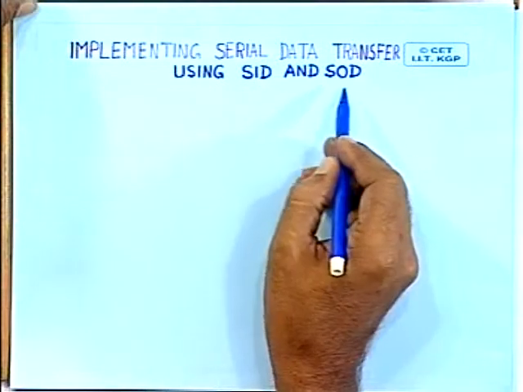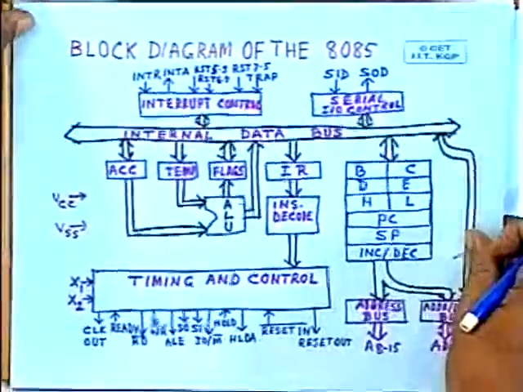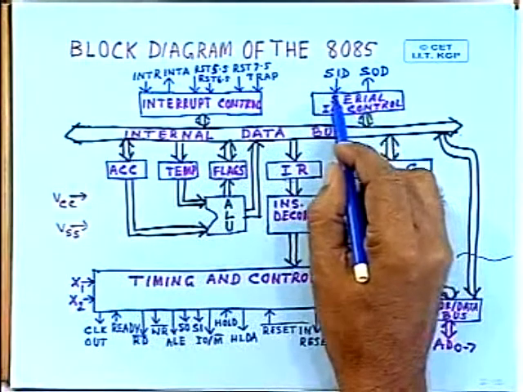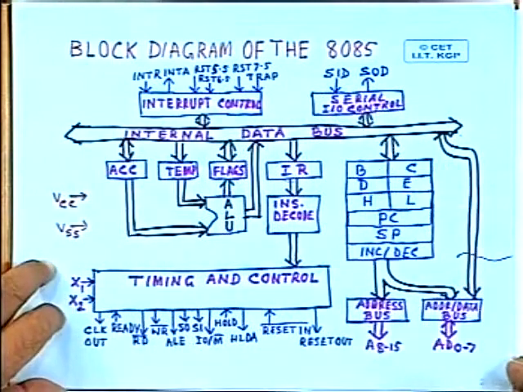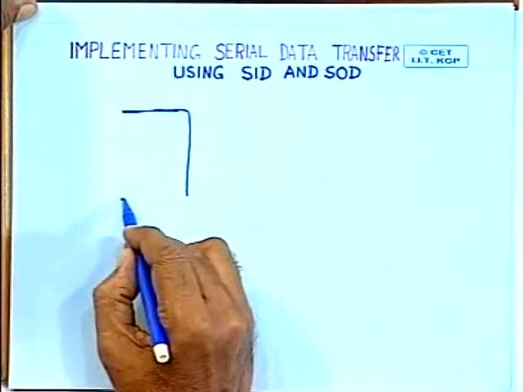Now let us see how we can implement the serial mode of data transfer. We can implement it with the help of the SID and SOD lines that we have already discussed, available in the 8085 microprocessor. We have seen that the 8085 microprocessor was provided with some additional lines, SID and SOD. We can make use of these two lines to transfer data in serial form. So what you have to do, this is your 8085 microprocessor.